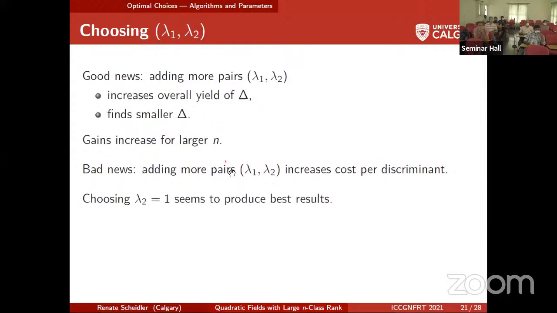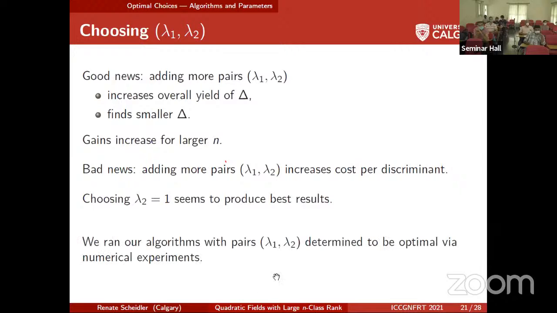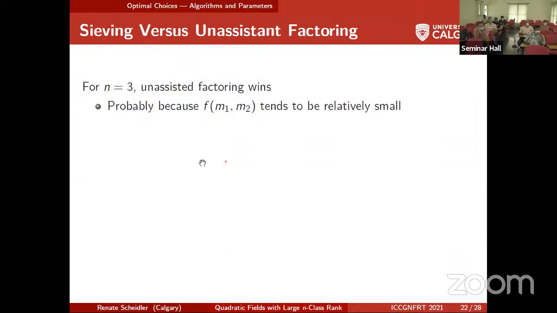It turns out that if we chose one of the lambdas, the one corresponding to the smaller norm, to be 1, that produced the best results. So the best are pairs like 1, 2, 1, 3, 1, 4, and so on and so forth. This is strictly experimentally determined. We ran these numerical experiments on a smaller scale, and from those we determined which lambda pairs seem to be the most optimal. Then we ran our large scale computation on those optimal lambda pairs. So that was another parameter tuning exercise that we did.